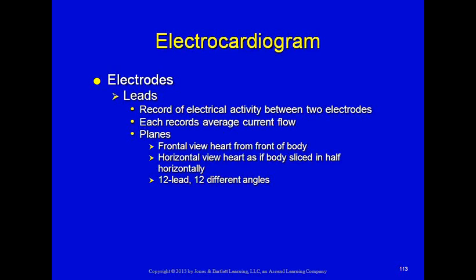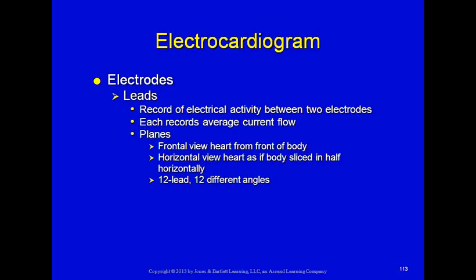Now I had mentioned the electrodes, and we're talking about the leads here. Leads 1, 2, 3, 4, 5, 6, 7, 8. We've got all 12 different leads when we do a 12-lead ECG. Leads record the electrical activity between two electrodes, and each lead records the average current flow in different planes.